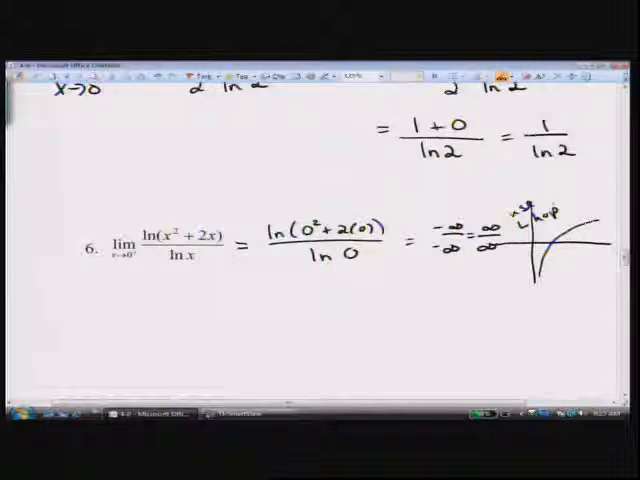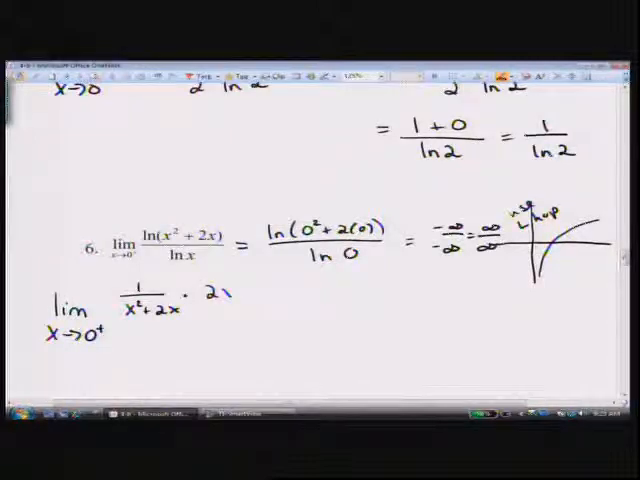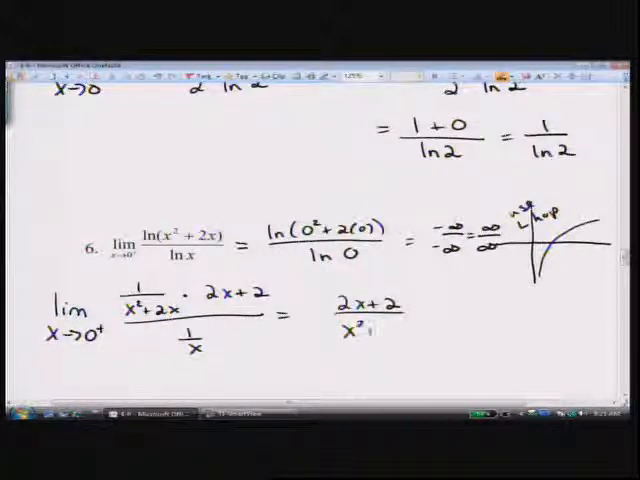And so we will take the derivative of the numerator and then the derivative of the denominator. So the limit as x goes to 0 from the right of ln x squared plus 2x, this is going to be 1 over x squared plus 2x times the derivative of the numerator, which is 2x plus 2, over the derivative of ln x, which is 1 over x. All right, now, before you plug in, you want to clean it up a little bit. So this is 2x plus 2 over x squared plus 2x, and then you're going to multiply that by x over 1, because dividing by a fraction is the same as multiplying by the reciprocal.